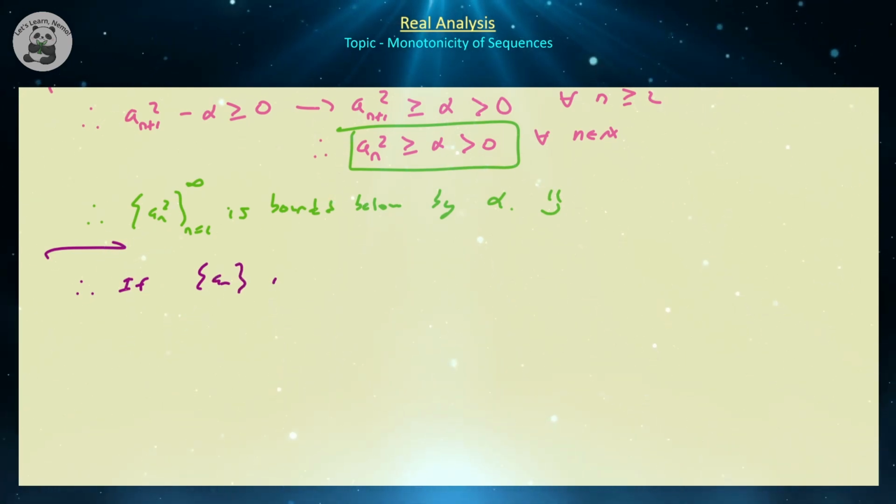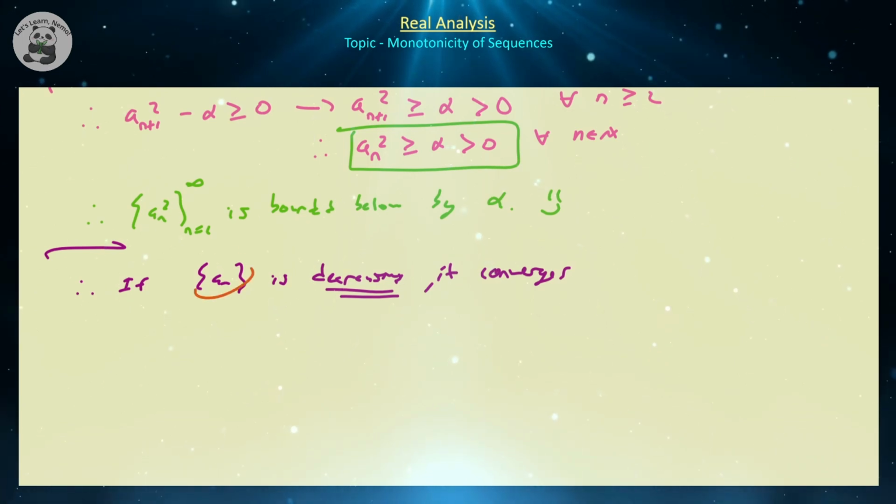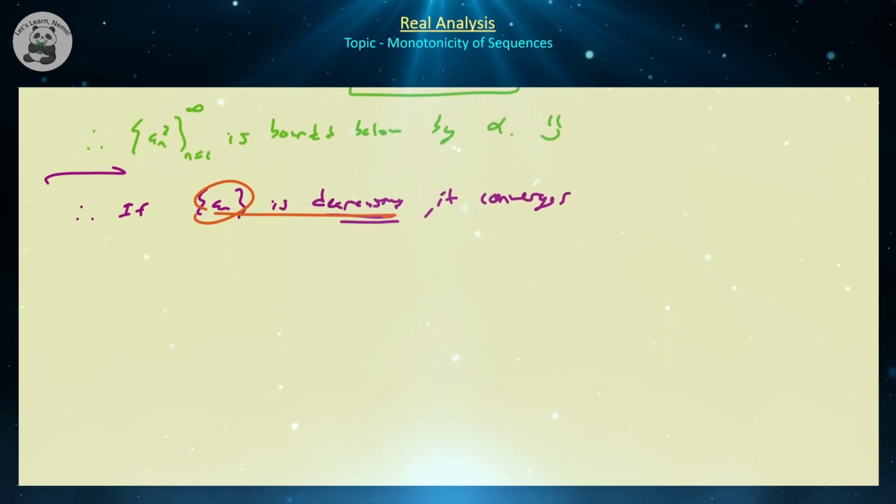So if this is actually decreasing, increasing also works too, then we will have that it converges, right? So we need to somehow show that this particular sequence is decreasing. If so, we're practically done, right? So how are we going to prove that this sequence is decreasing?